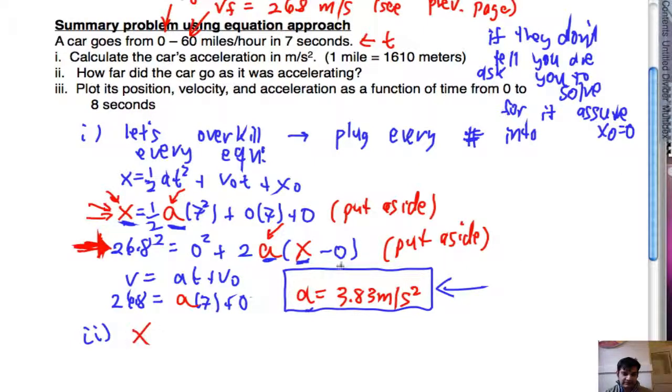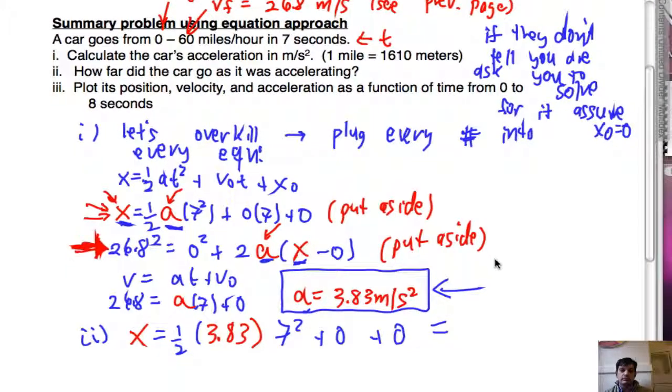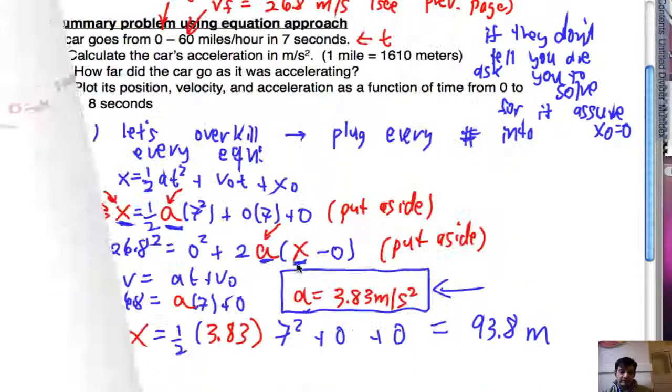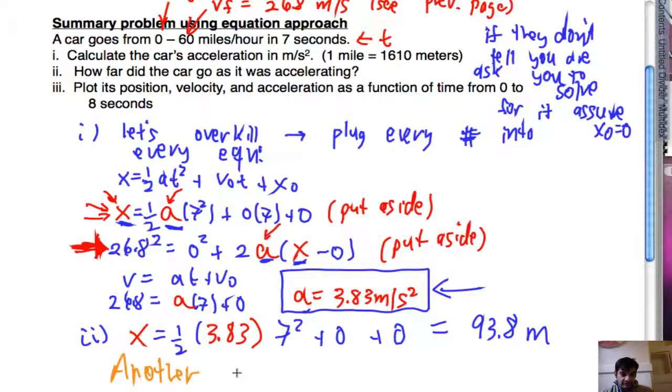So we will get x equals 1/2, and now I put in what I just solved, times 3.83 times 7 squared plus 0 plus 0. When I do that, I'm going to get 49 times 3.83. So I'll calculate that number. And when I get that answer, I'm going to end up getting 93.8 meters.